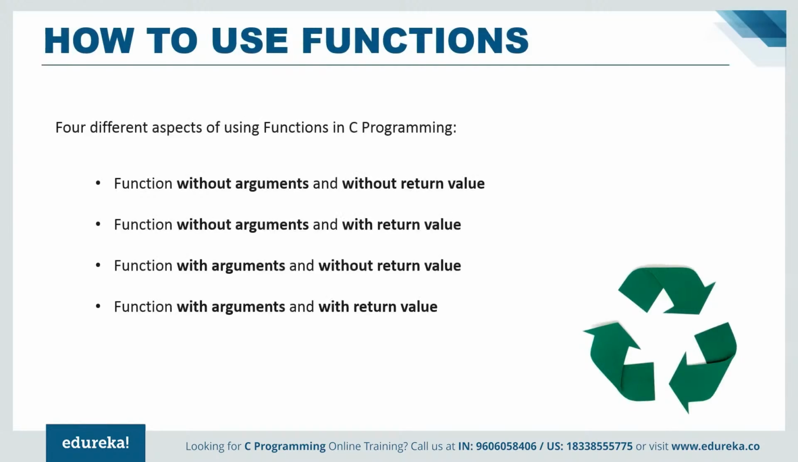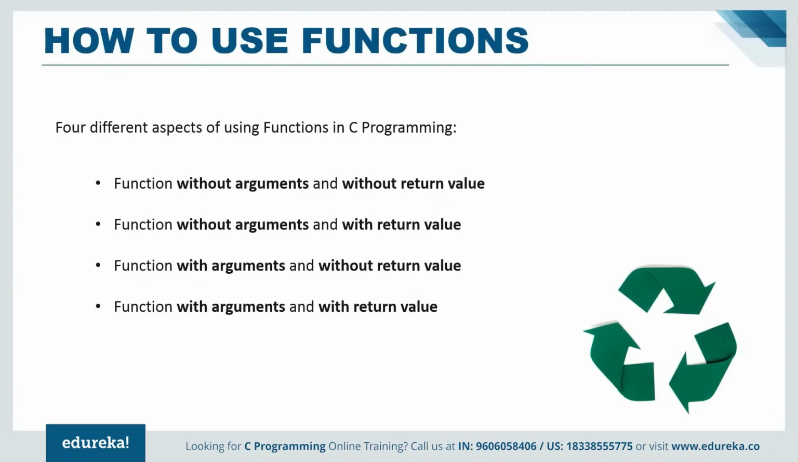There are 4 different aspects of using functions in C programming. The first is function without arguments and without return value. In this case, you don't pass any arguments to the called function, and similarly, the called function won't pass any values to the calling function. In the second aspect, function without arguments and with return value, the calling function will not provide any arguments to the called function, but the called function will return a value to the calling function.